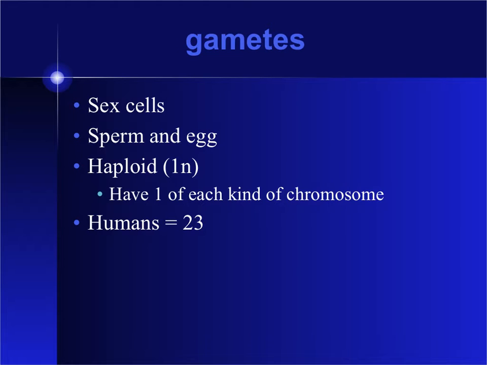The other major cell type that human bodies contain are called gametes, and those are sex cells. So males have sperm cells and females have egg cells, and they are what's known as haploid. So they have one kind of each chromosome, which means they have a total of 23 chromosomes, and that's it in a gamete or a sex cell.